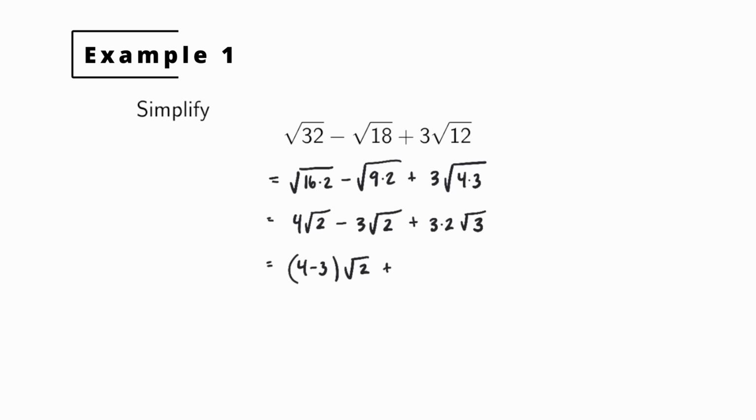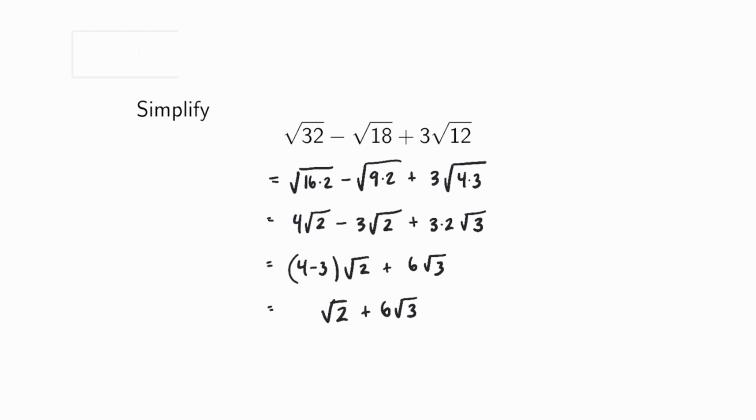And then over here, we have 6 times the square root of 3. So if we simplify this, this will just give us 1 square root of 2, or just square root of 2, plus 6 square root of 3. Now these radical expressions here are different, right? The radicands are different. It's 2 and 3. They can't be simplified anymore, so we're done.